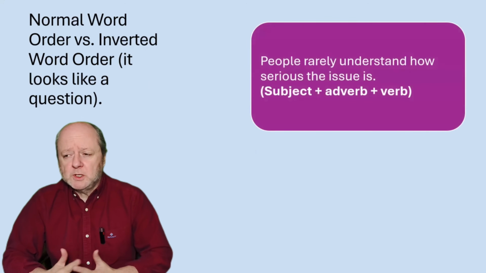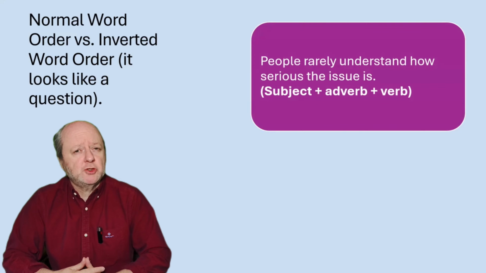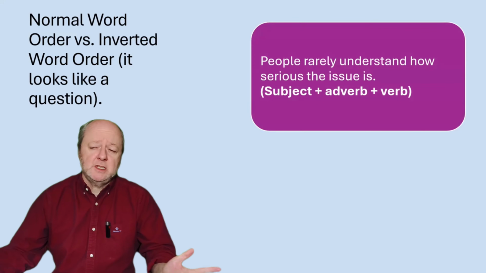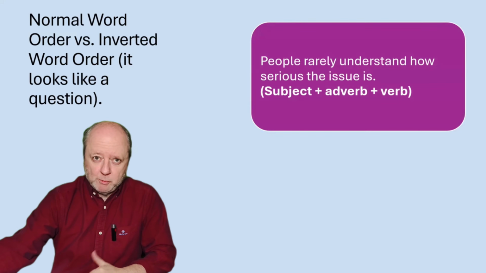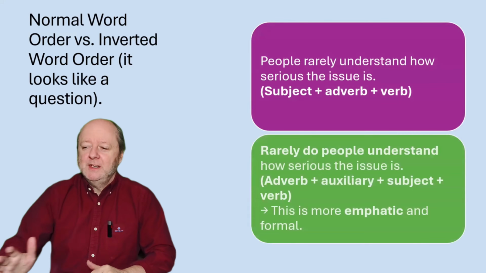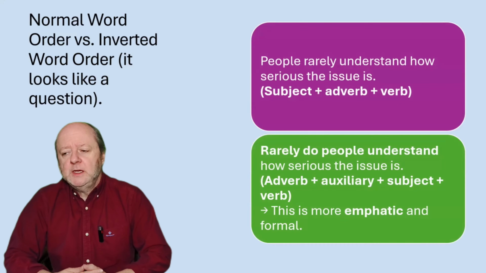So the normal word order: people rarely understand how serious the issue is. That's a normal statement. You've got a subject, an adverb, then a verb. But we want to use inversion. So this is what inversion looks like, and look at the word order. Rarely do people understand how serious the issue is.